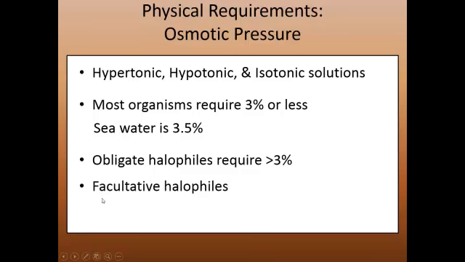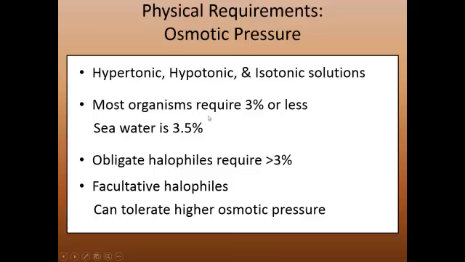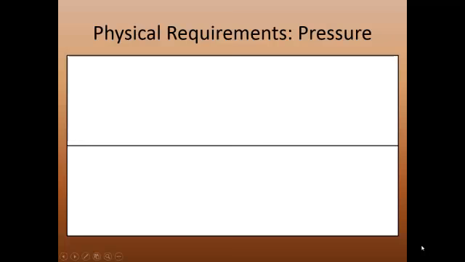There are some organisms that are facultative halophiles. They can tolerate higher osmotic pressure, but they're really happier in lower solutions. We tend to find these organisms growing slowly but well in, say, salt-cured hams, anything where there's a high quantity of salt or sugar. Now, there is another type of pressure other than osmotic pressure.